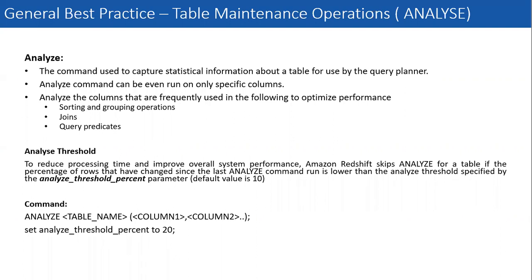And we also have a parameter for the analyze command, which is the analyze threshold, which you can define as to how much data has to be added to the table before analyze is not skipped. Let's just say we set the analyze threshold percentage to 20. If the percentage of rows that have been updated is less than 20, then it will skip the analyze command.